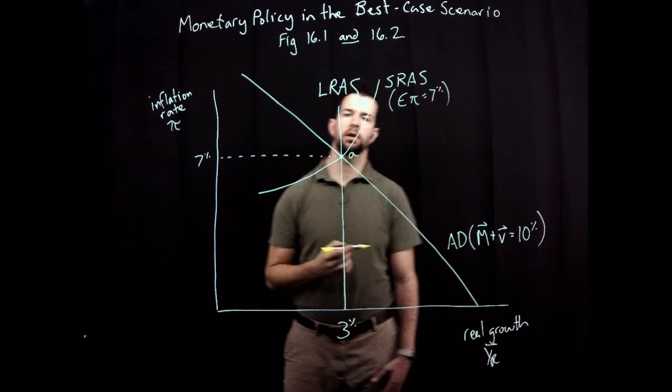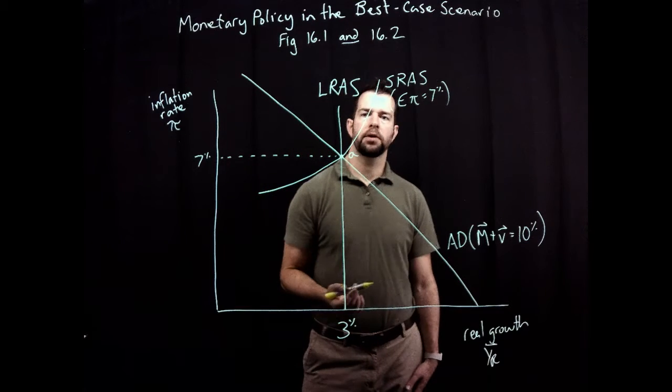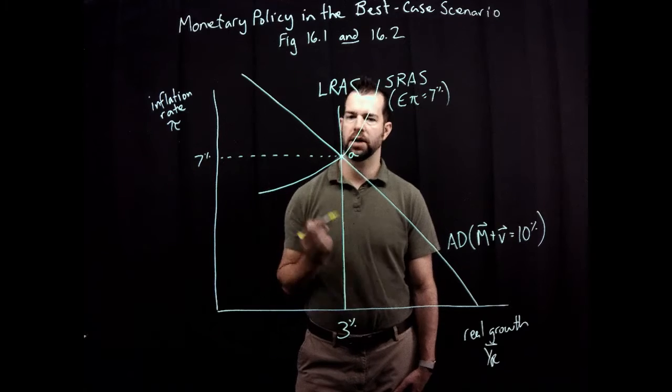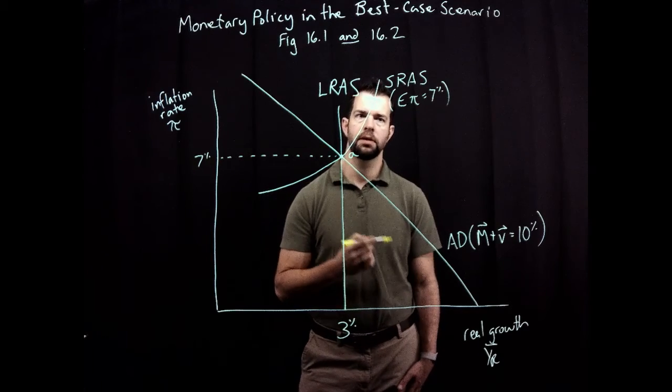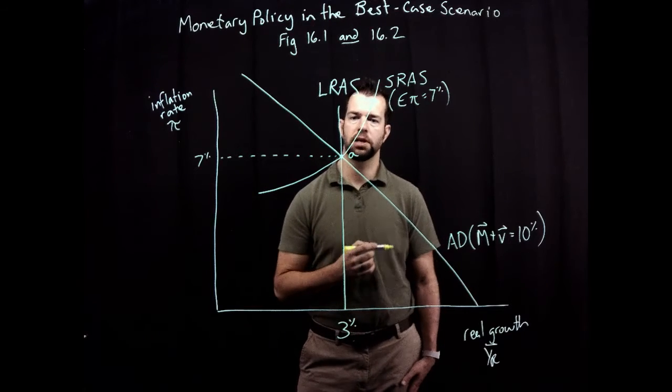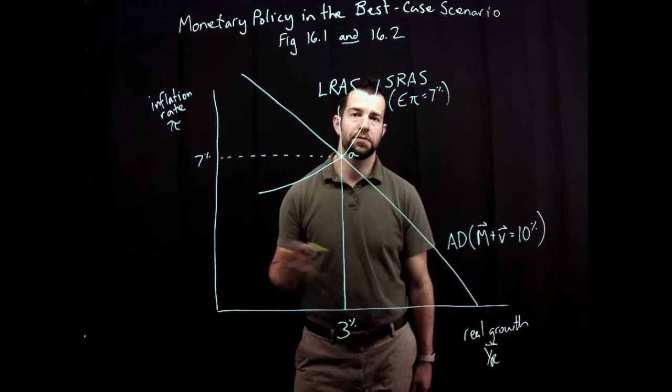All right, so you'll know you're in a long run equilibrium for the macroeconomy when the three curves intersect and the expected inflation matches the actual inflation rate. Okay. If expected inflation and actual inflation do not match, then you are in a business fluctuation.